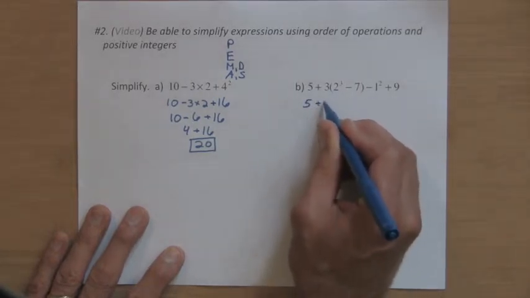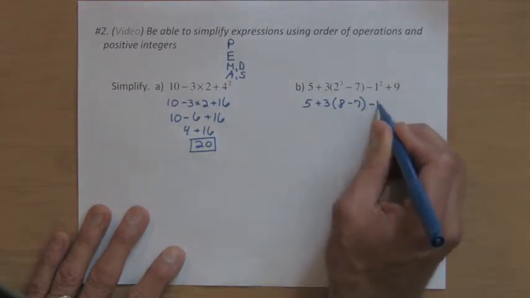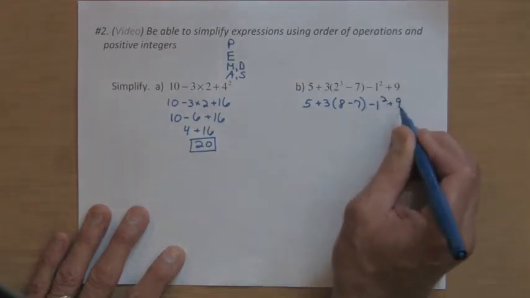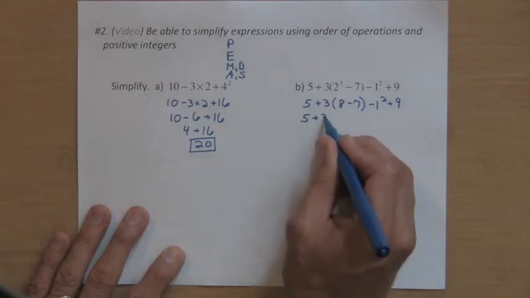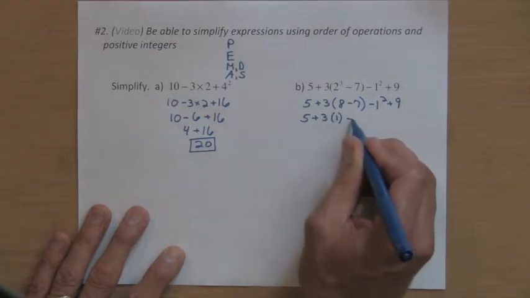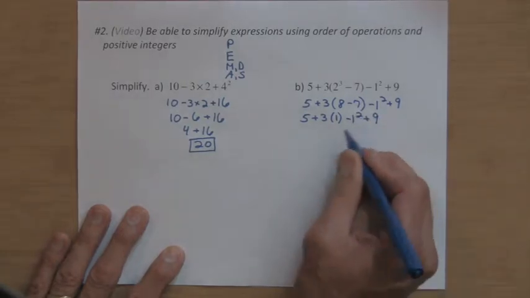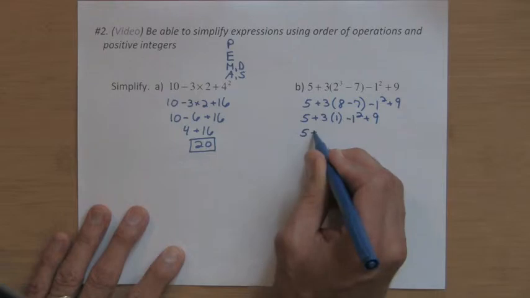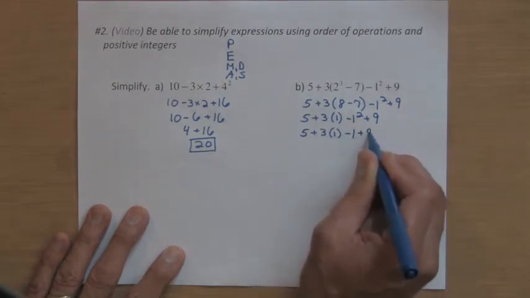So I'll recopy the rest of the problem and only do 2 cubed and write that as 8, and then copy everything else down. We still have work in parentheses. 8 minus 7 is 1, so I get 5 plus 3 times 1 minus 1 squared plus 9. We have one exponent, 1 squared. 1 squared is 1, so I'll recopy everything else. 5 plus 3 times 1 minus 1 plus 9.